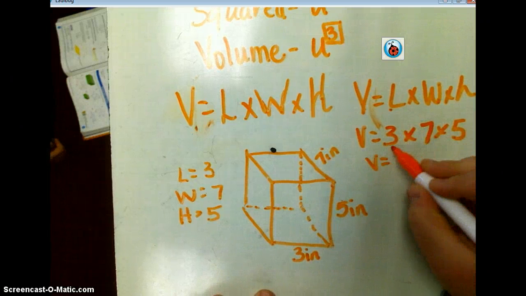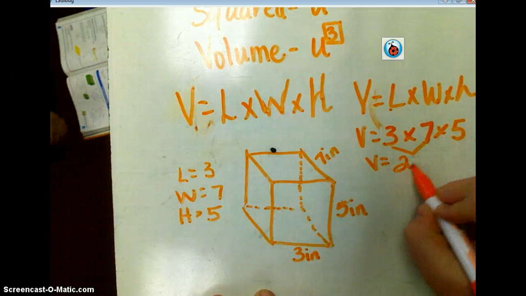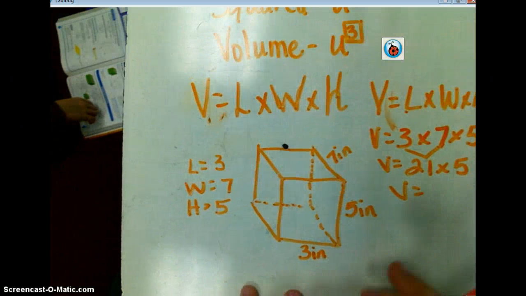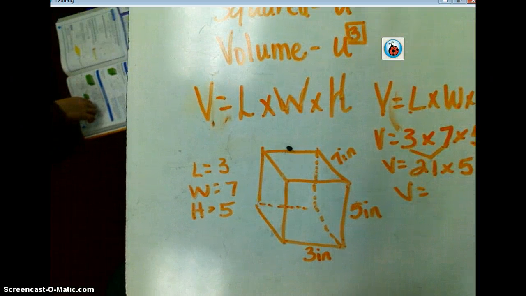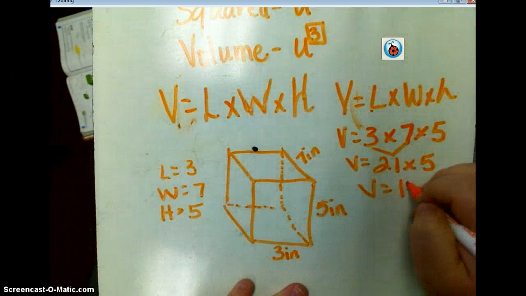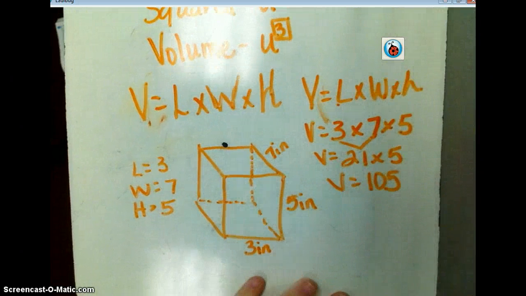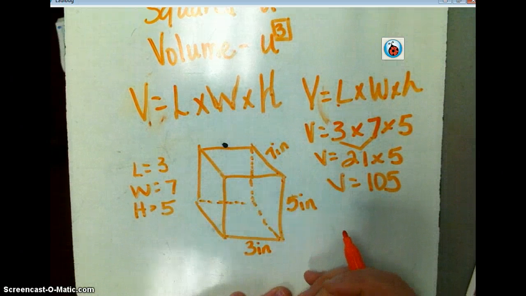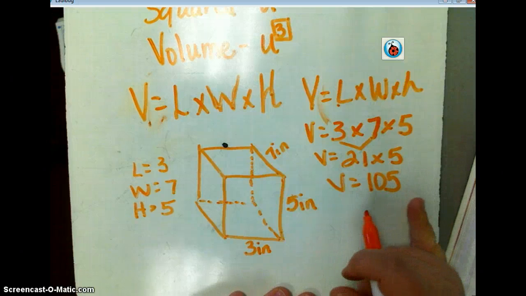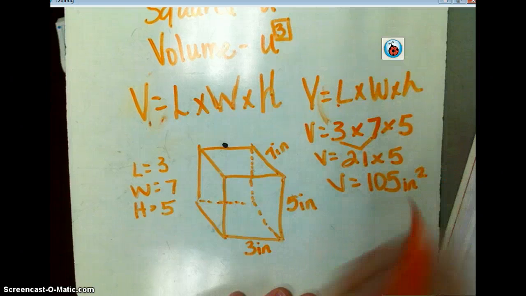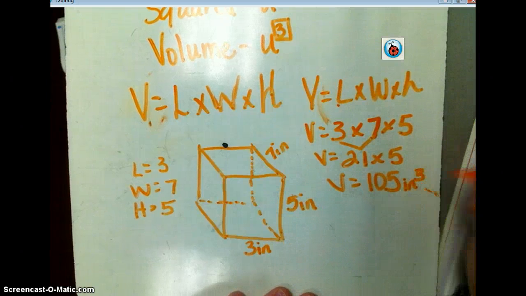Volume equals 3 times 7 is 21 times 5. Anybody know what 21 times 5 is? What's 20 times 5? 100. Well, 20 times 5 would be 100, and then 5 times 1 would be 5, so 105. Okay? What label do I need to put at the end of this figure? Not unit, not a U. I need to put inches cubed. Whoa. Inches cubed.